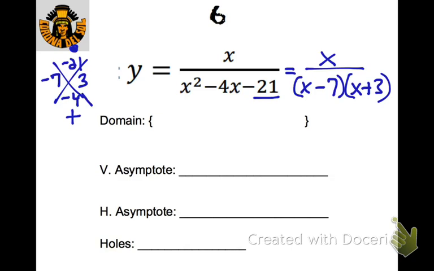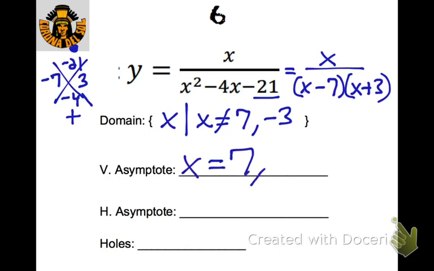So now we're going to be able to tell the domain. We're going to say it's all the x values such that x can't be, and it looks like 7 is what's going to make this factor equal 0, and then -3. Okay, the vertical asymptotes, it's actually going to have two of those because nothing really cancels out. So it's going to be x equals +7 and x equals -3.